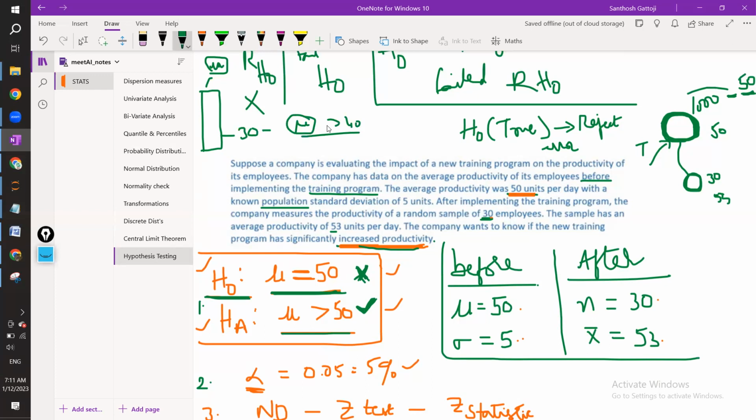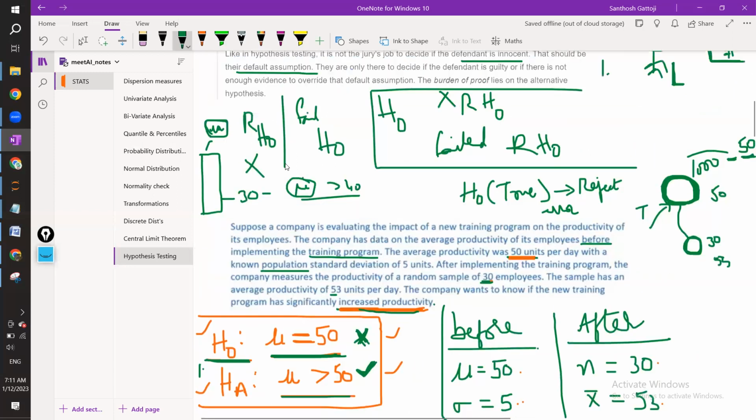ఓకే, బట్ after that you can check with the true population value and see whether this is matching with this or not. Did you get? No. Yeah, got it. Okay, got it.